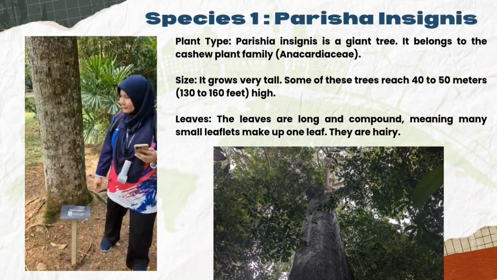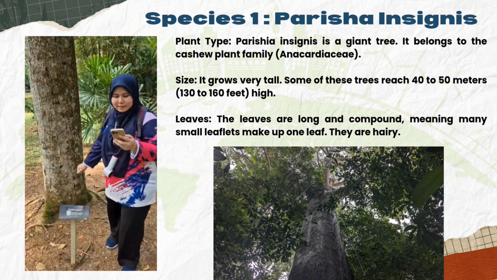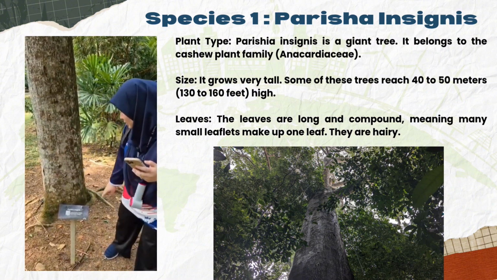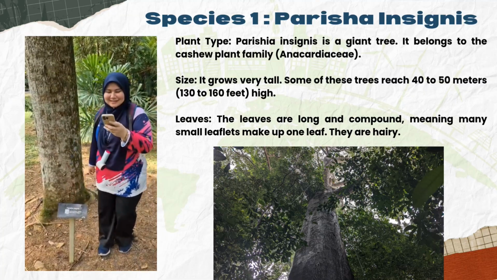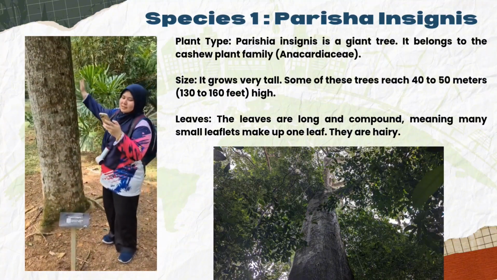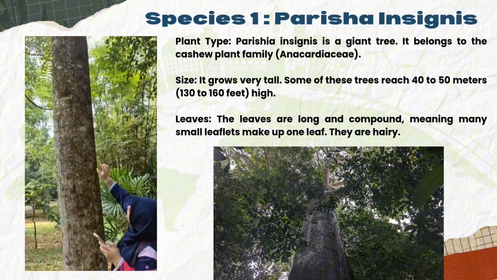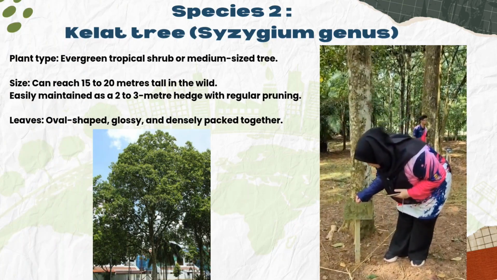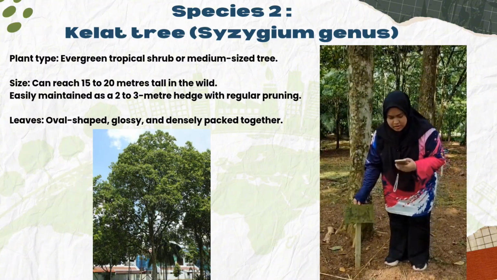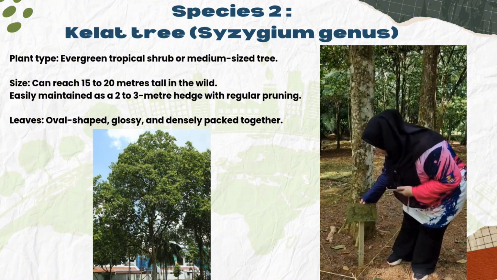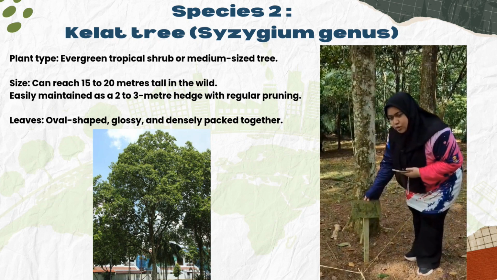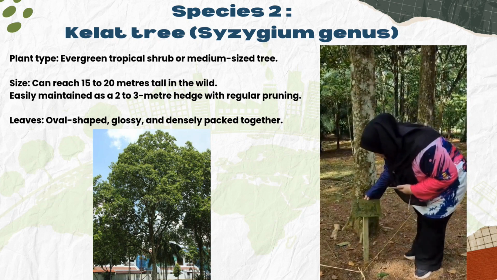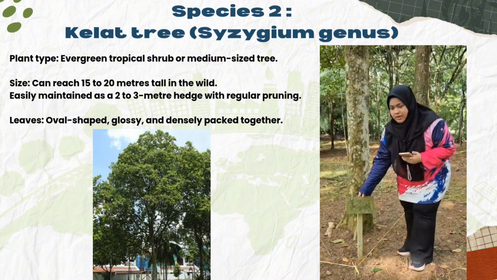Okay, let's go. Okay, hello everyone. This species tree is Parkia insignis. In Malay, Sepul Beludu. As we can see, this tree is quite tall and its leaf is quite wide. Second species, this species is Syzygium species. The family name is Myrtaceae. The common name is Kelat. It's from Southeast Asia.